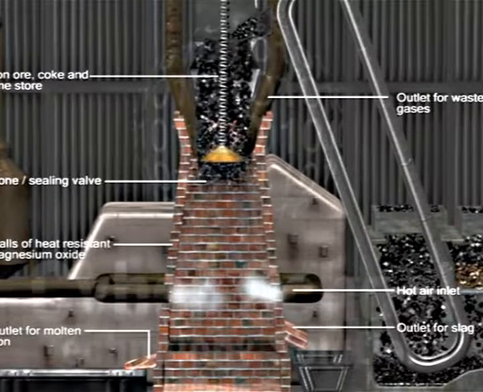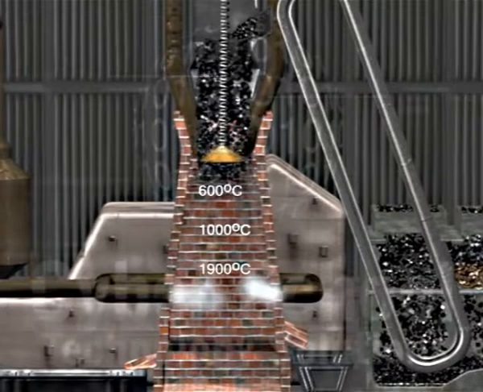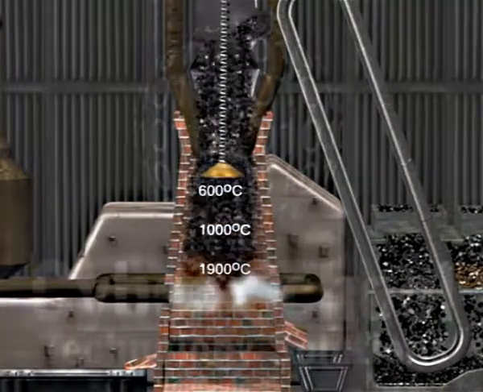In the upper section, iron ore is reduced by carbon monoxide gas and forms molten iron or pig iron. The temperature in this section is around 600 degrees Celsius. Slag is used for many purposes, including fertilizers, additives to cement, and also for road laying.